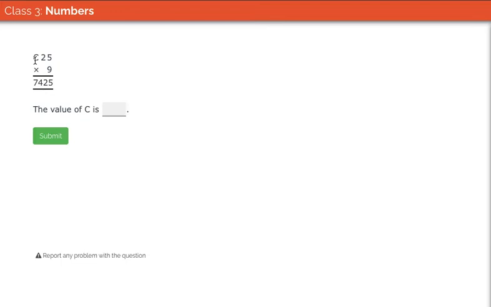Now let's recheck. If the value of C is 8, it will be 825 times 9. So let's do it. 5 times 9 will be 45. 5 will go down, 4 will go up. 2 times 9 will be 18. 18 plus 4 is 22. 2 will go down, 2 will go up. 9 times 8 is 72. 72 plus 2 is 74. So 7425. Great. The value of C is 8.